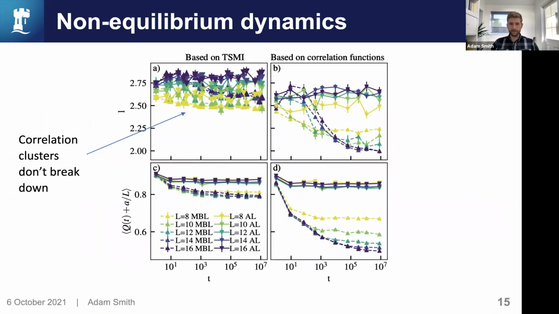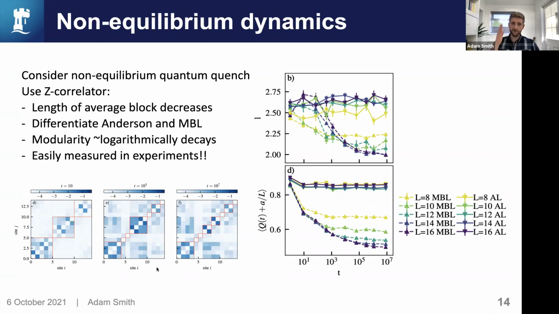Here on the bottom, I just show a few snapshots of what the clustering looks like at different points of time in the MBL system. We can see that as time goes on, we do indeed get longer and longer range correlations. These correlations will build up exponentially slowly in the distance, which accounts for this approximately logarithmically slow decrease.